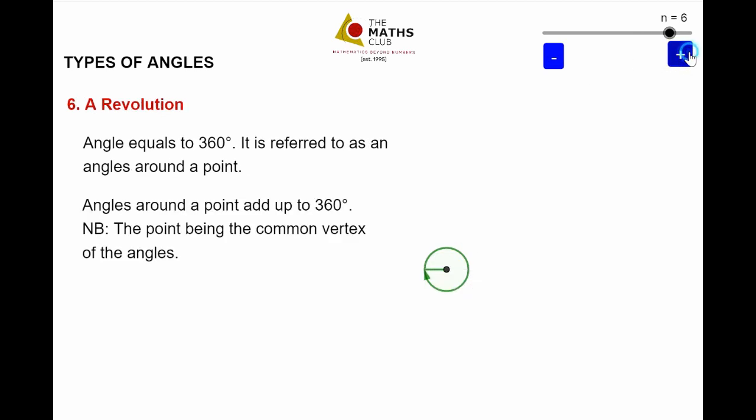and that's a reflex angle. And of course, the last one is a revolution, which is the angle around a point. This is the angle around a point, and it is 360 degrees.